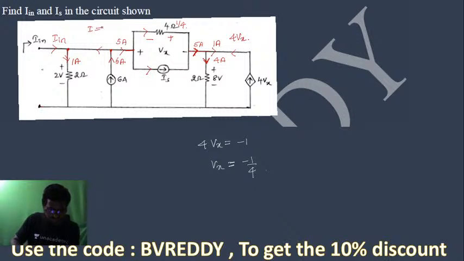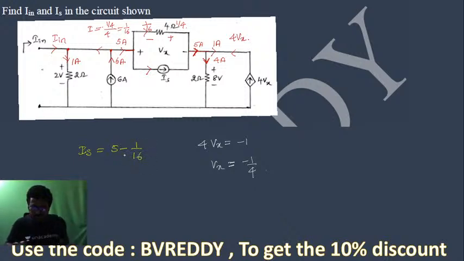Yes, this I value. How much is this I value here? This voltage is 1 by 4, 1 by 4 by 4. This is 1 by 16. Now this current is 1 by 16. Now this 1 by 16 is going here. Means the remaining current is here only. How much is the IS value here? 5 minus 1 by 16.